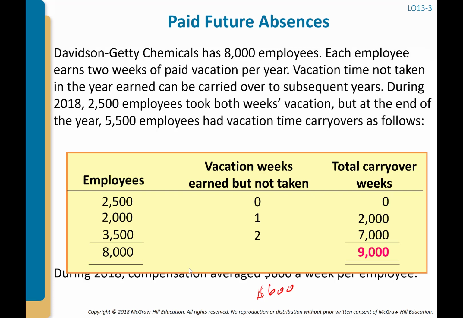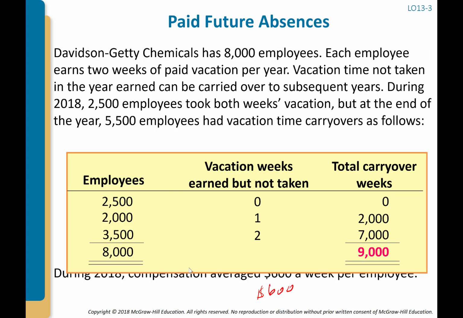And then they tell us that they have 8,000 employees, each earn 2 weeks of paid vacation per year. Vacation time not taken in the year earned can be carried over. So we've met that requirement of what? That it is going to carry over into the next period, right? Okay, and it's obviously estimable. We know how much they're going to make. We know the hours, okay? During 2018, 2,500 employees took both weeks of vacation, but at the end of the year, 5,500 employees had carryover time as follows.